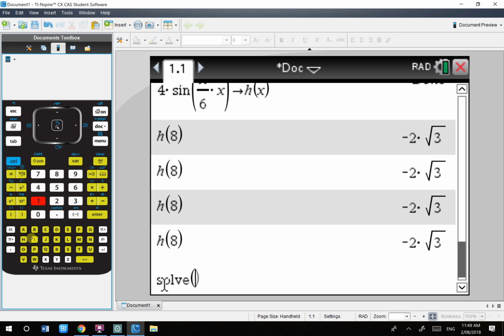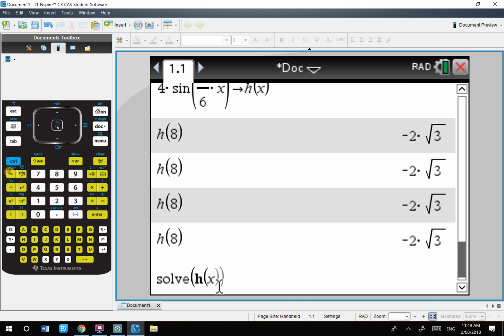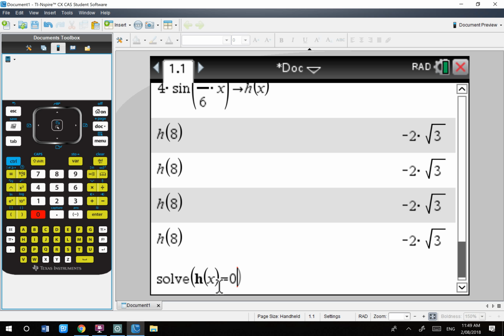So I will put h bracket x, h bracket x equals to 0, comma x. Okay, I will type this. Can you see? If you can't see, come to the front. See that? Comma x. Okay, the function equals to 0. So 4 sine pi on 6t equals to 0.